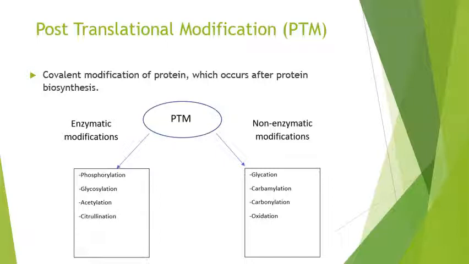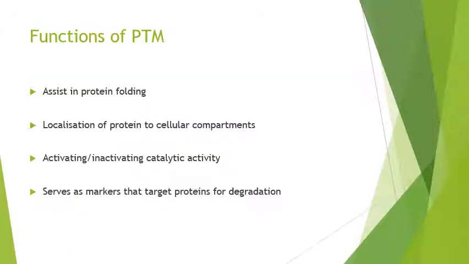In our presentation, we will focus mainly on acetylation as part of the enzymatic modifications. The functions of PTMs are very varied, and these are the four most studied ones. They assist in protein folding, an example being glycosylation; localization of proteins to cellular compartments like the ER due to N-terminal acetylation; activating or inactivating catalytic activity, essential in signal transduction and usually mediated by phosphorylation; and last but not least, ubiquitination, which serves as a marker that targets proteins for degradation.